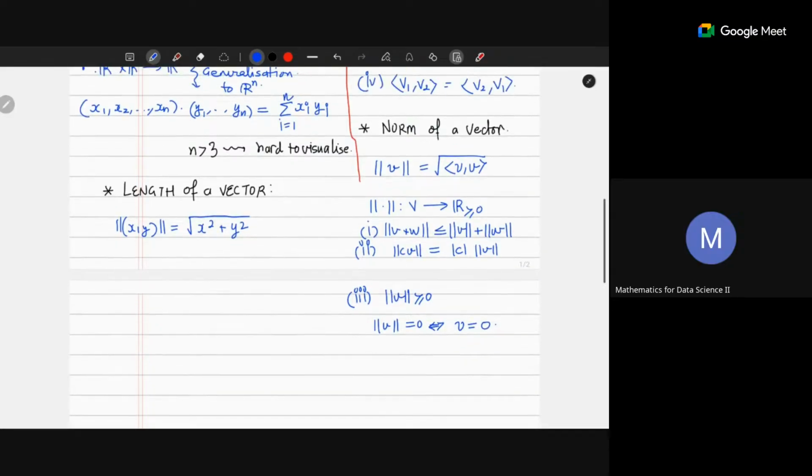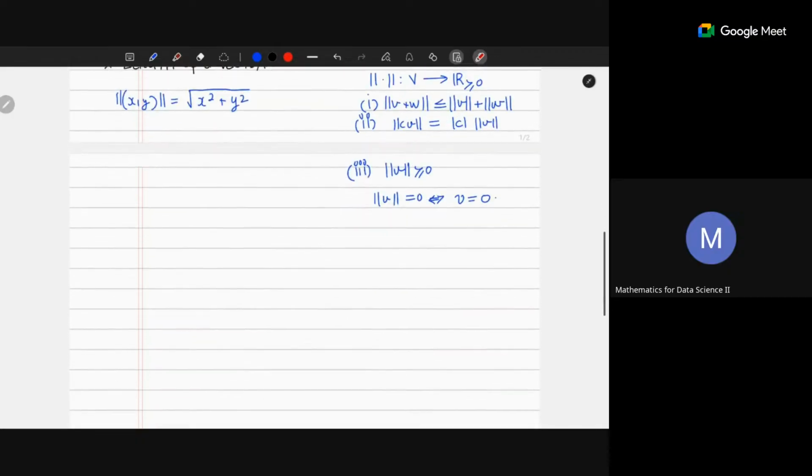So any function on a vector space V satisfying these three properties defines a norm. But if we are working with an inner product space, that means I have a vector space with an inner product on it, this is how I define my norm to be.